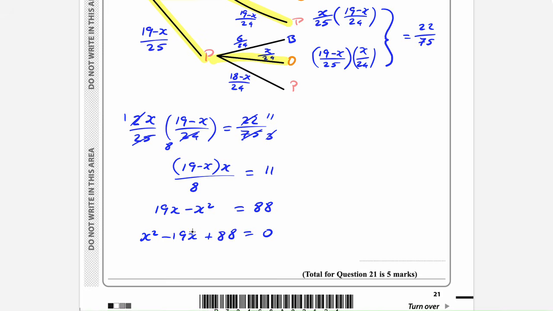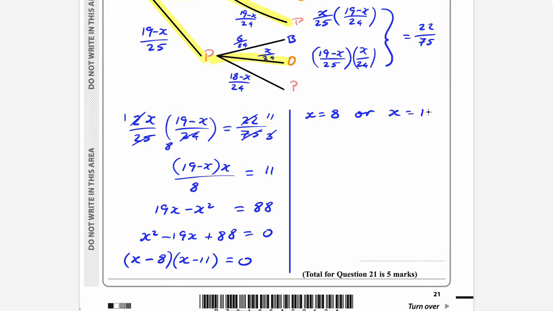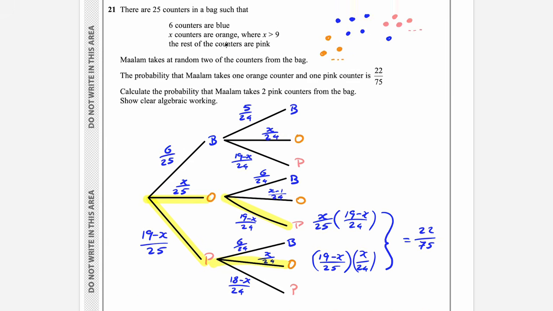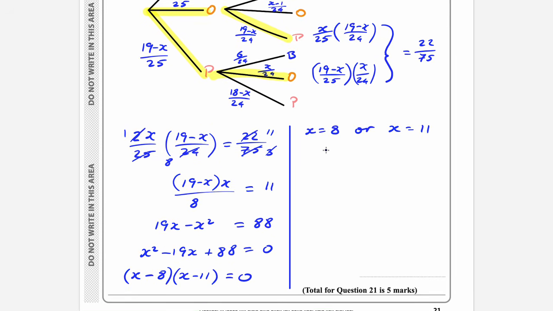Factors of 88 to give me 19, easy one, guys. Factors of 88 are 8 and 11. Okay, so I have x minus 8 times x minus 11 equals 0. Therefore, x equals 8 or x equals 11. But I think I recall x is greater than 9, so let's just write here, guys, just to be clear, but x is greater than 9, therefore x equals 11.